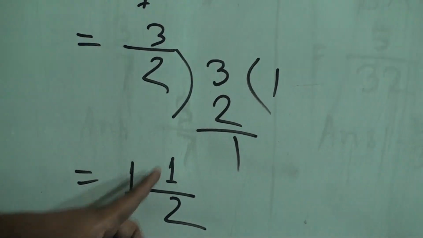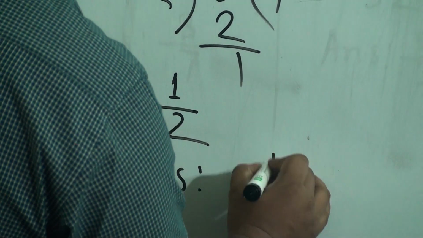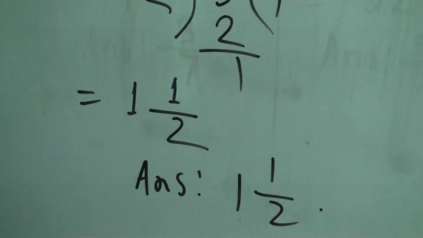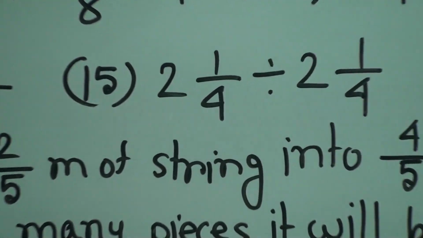That means 1 into 1 by 2 will be the answer. Okay, so we must write the answer 1 by 1 by 2. And our next question, question number 15. So first of all we pick up this question.